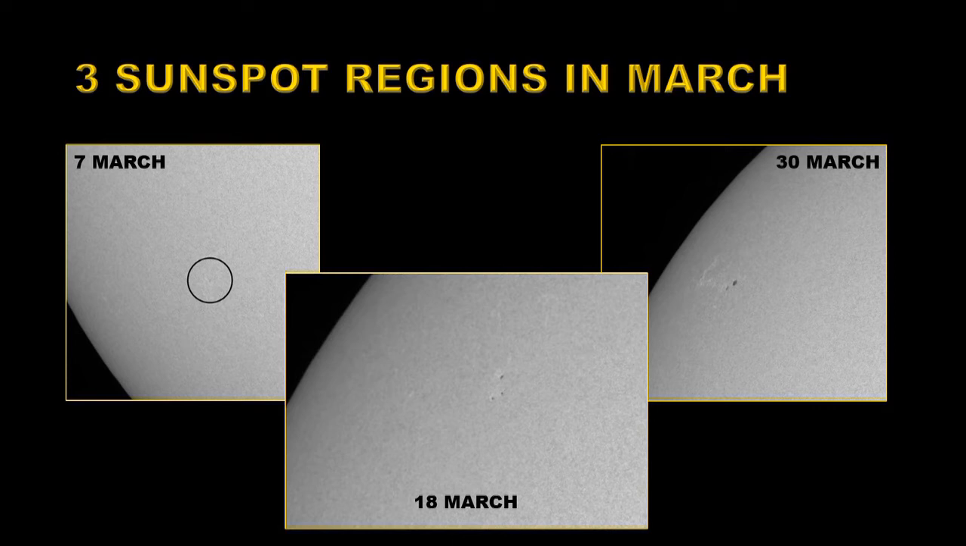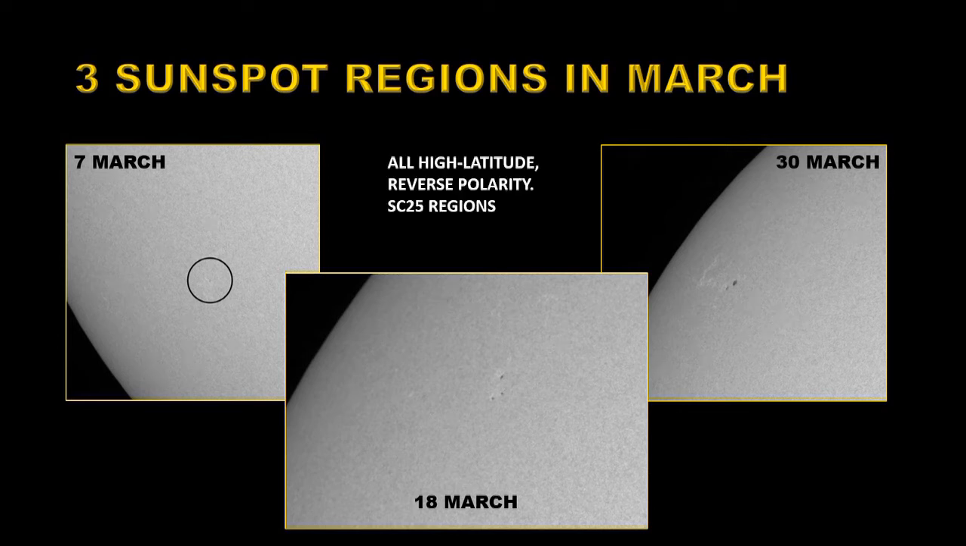The second region appeared on March 18th. It didn't last very long either, but it was in the northeast quadrant of the sun. And just a few days ago we had another much stronger region appear near the northeast limb, and that region is still with us today.